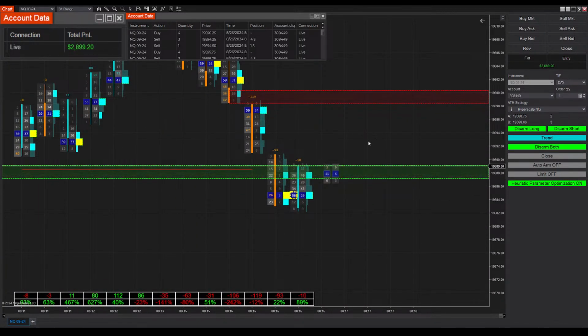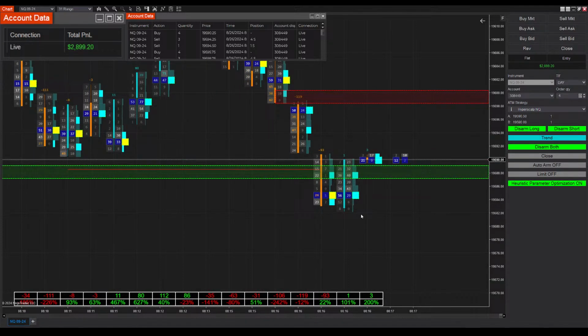Your last question was, what is the difference between trend and arm both with a trend? I'm not sure exactly what that means. Trend is a mode, so this is not a toggle on and off. If the strategy is armed, that is how you actually are taking trades.